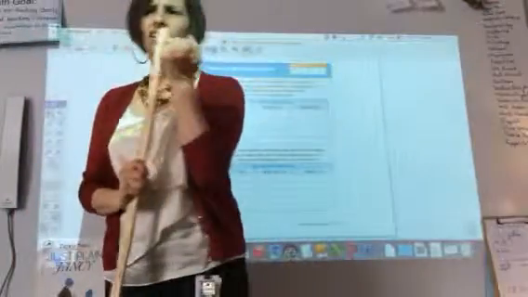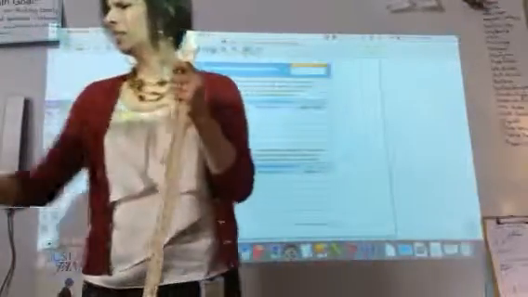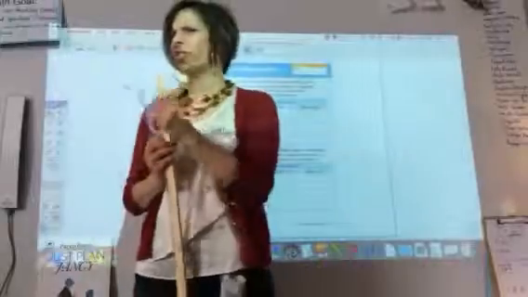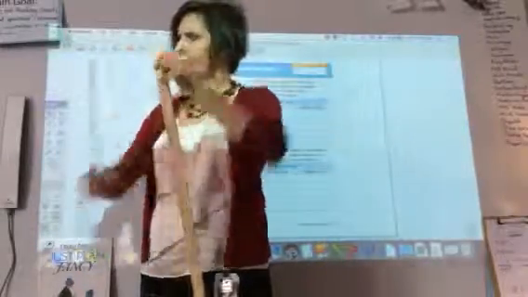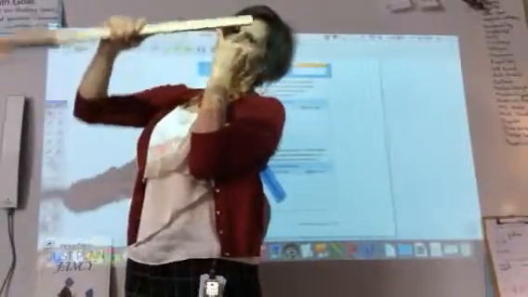Now, would I use a yardstick to measure my fingernail? No. How come? How come I wouldn't use a yardstick to measure my fingernail? Because look at it. A yardstick is way too big.